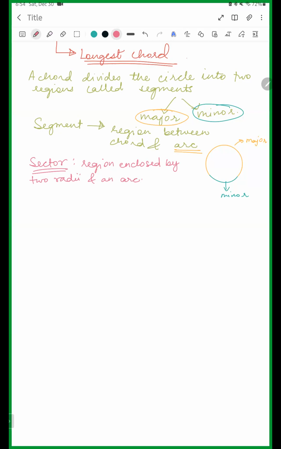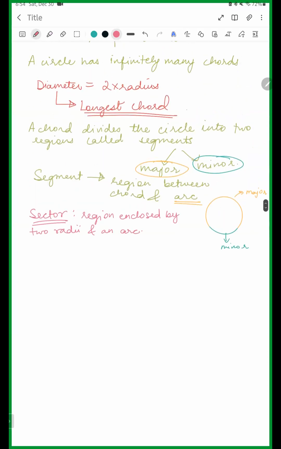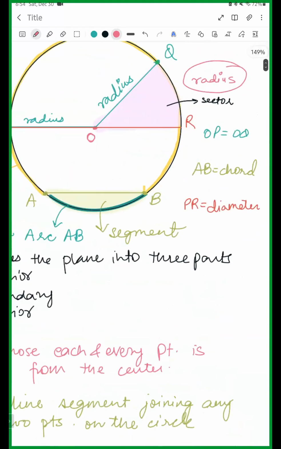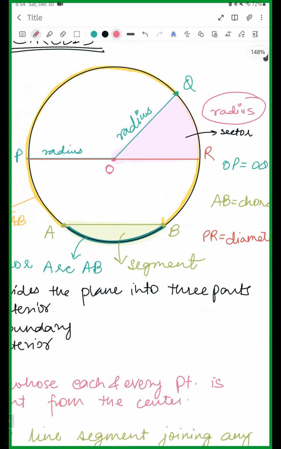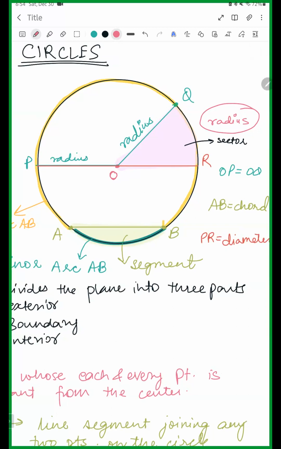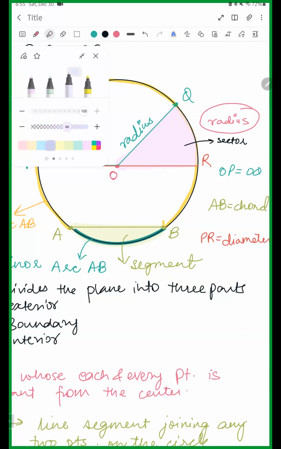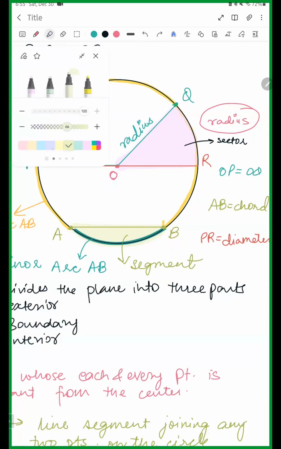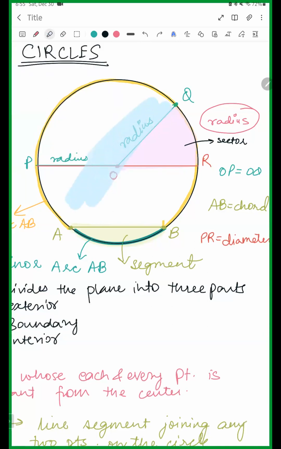So it's the region enclosed by two radii. Radii is the plural of radius. Region enclosed by two radii and an arc. So this is the sector. Similarly, you have minor sector and major sector. So this, the pink color one, is the minor sector, and the blue color one is your major sector because it is enclosed by the same two radii, but the major arc.